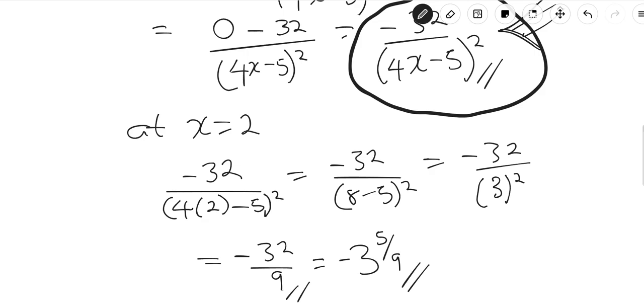So at the point x is equal to 2, the gradient of the curve y is equal to 8 over 4x minus 5 is giving us negative 32 over 9, or in the mixed fraction form, negative 3 and 5 over 9. So that's how you solve questions like this. First of all, you need to differentiate the function and then substitute the value of x into whatever you differentiated, and that gives you the final answer.